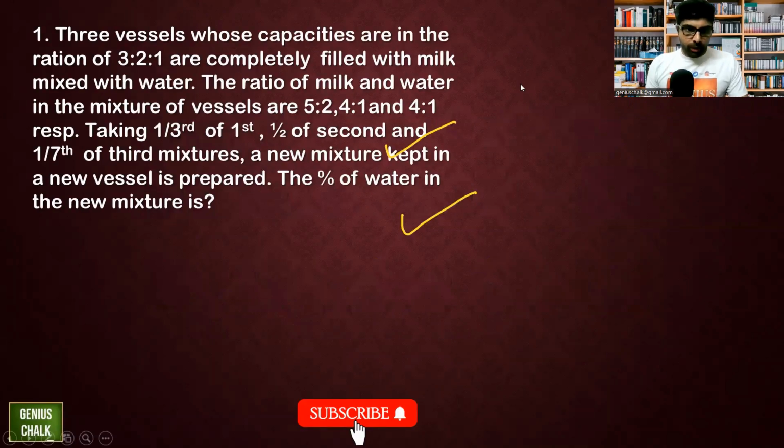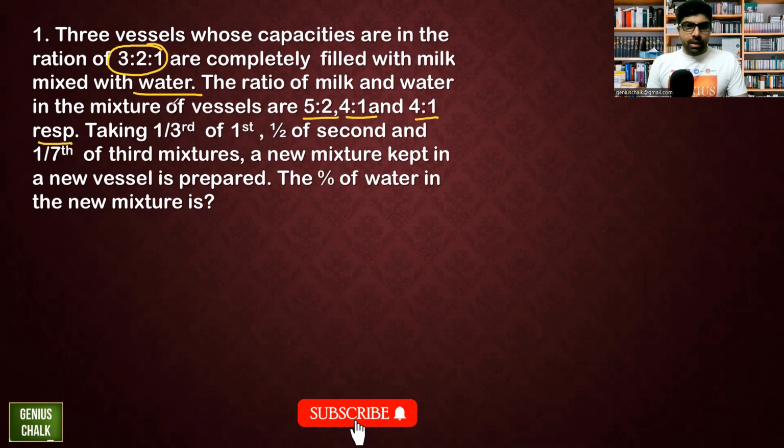So here we have the first question. 3 vessels whose capacities are in ratio 3:2:1 are completely filled with milk mixed with water. The ratio of milk and water in the mixture of vessels are 5:2, 4:1 and 4:1 respectively. Then you have to take 1/3 of the first, half of the second, and 1/7 of the third mixture and form a new mixture. In that mixture, you have to tell the percentage of water in the new mixture.